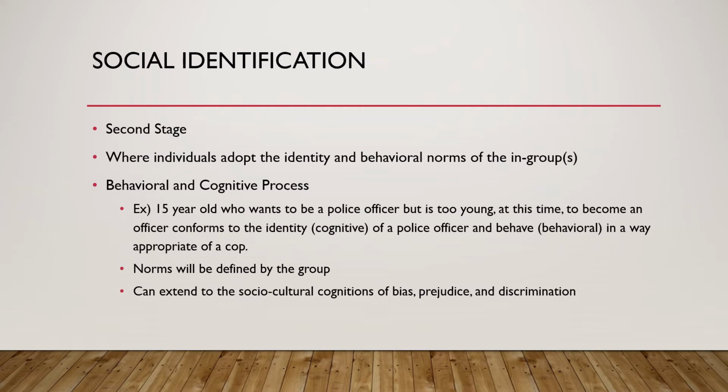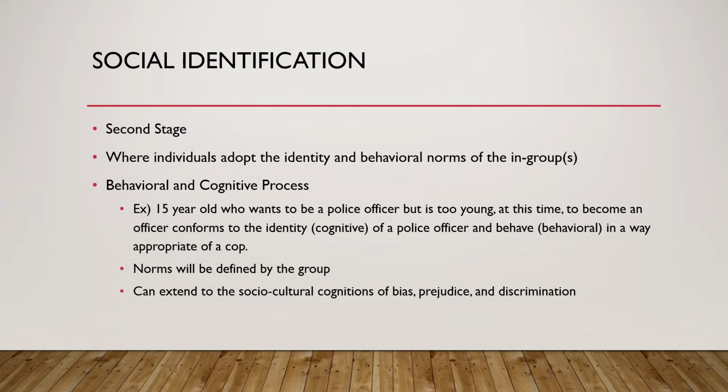The second one, social identification. This is the second stage. This is the behavioral and cognitive process where the individual adopts the identity and behavioral norms of the group. So first, we've categorized ourselves into they're over there, we're over here, right? And so again, we start to adopt and identify the behavioral norms and how to fit in with our in-group.